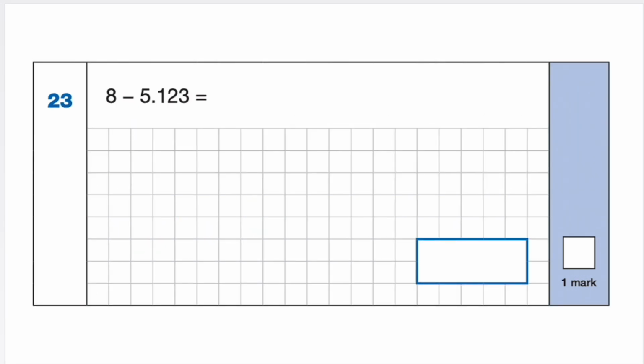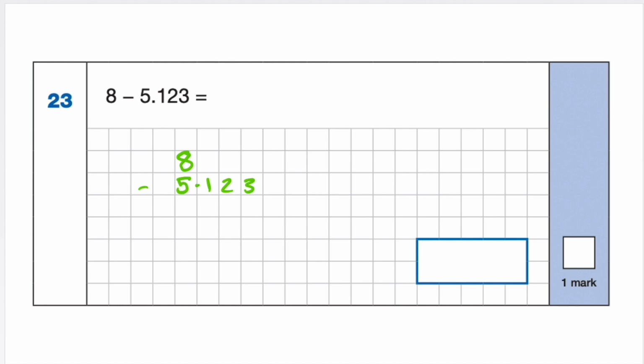Question 23 is a subtraction question, and again, no tricks for this, we just need to lay it out correctly. So I have 8 subtract 5.123. Now, a mistake that people could make is putting this 8 over here above the 3, just because they're trying to line it up on the right hand side, which is what's kind of common.